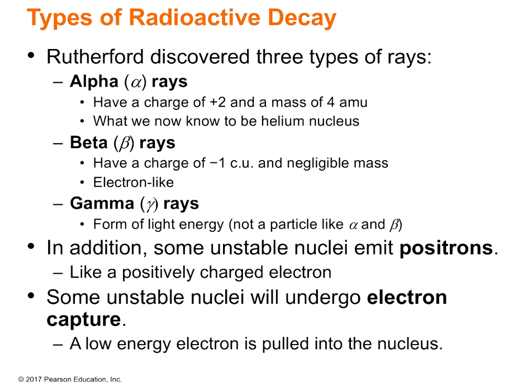Beta rays have a charge of -1 and negligible mass. So that's pretty similar to an electron. And then gamma rays are actually a form of energy. They're not a particle.